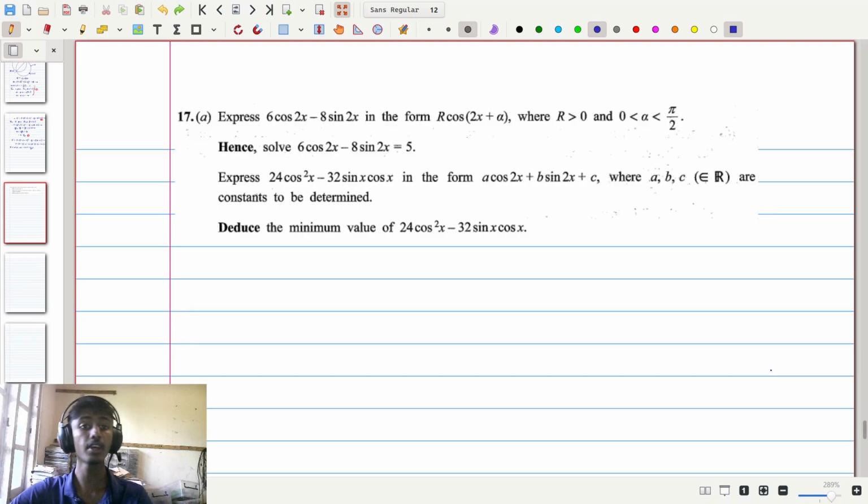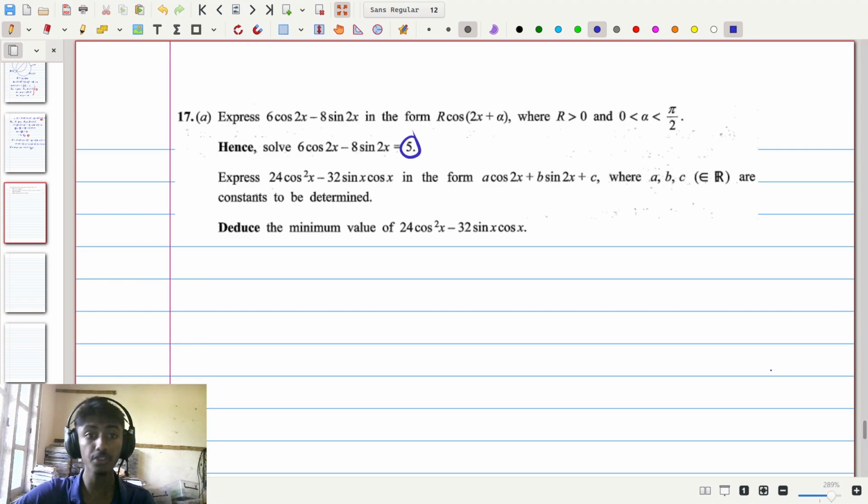The question says, express 6 times cosine of 2x minus 8 times sine of 2x in the form of r times cosine of (2x plus alpha), where r is some value greater than 0 and alpha is some angle between 0 and pi by 2 radians. The question then says, hence, solve 6 times cosine of 2x minus 8 times sine of 2x equals 5.